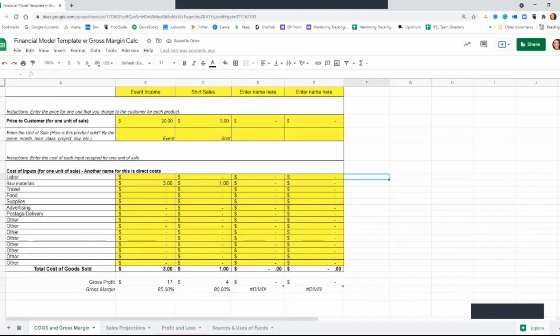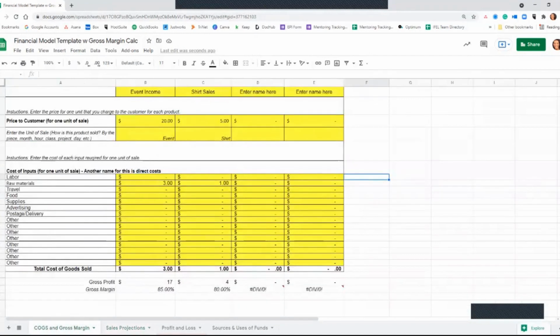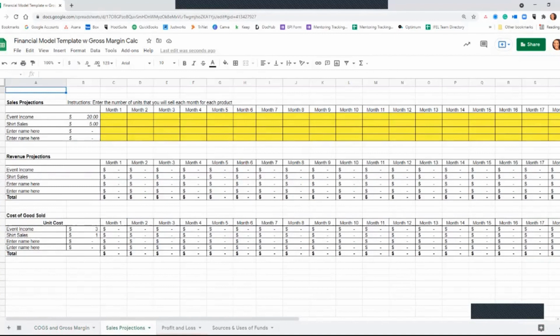And so you see how that drops down and you get the total cost of goods sold here. You have your price that the customer is paying here. And then we go to the sales projections, and that has populated on this sheet. Now, again, one of the things you want to do is to walk them through this list and make sure that they're really thinking about everything that it costs to deliver that product or service. So then you go over to the sales projections.